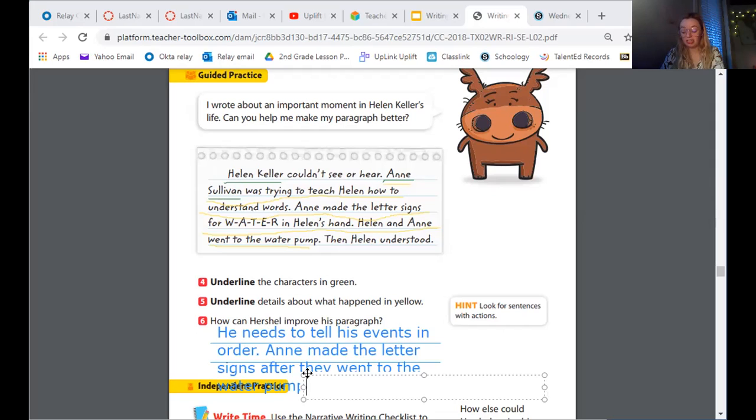My first question is, how does Herschel show in his paragraph who Anne Sullivan was? So remember, after I ask a question, you can pause your video, look back in the writing, whisper your answer to the screen, and then we'll keep going. So how does Herschel show who Anne Sullivan was? You might have said that Herschel shows who Anne Sullivan was by this sentence right here. Anne Sullivan was trying to teach Helen how to understand words. So we know that Anne is Helen's teacher, right?